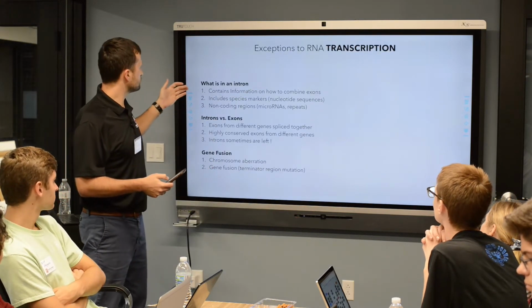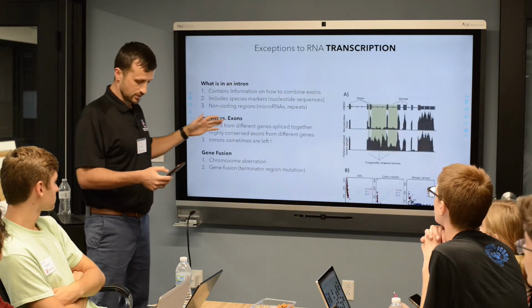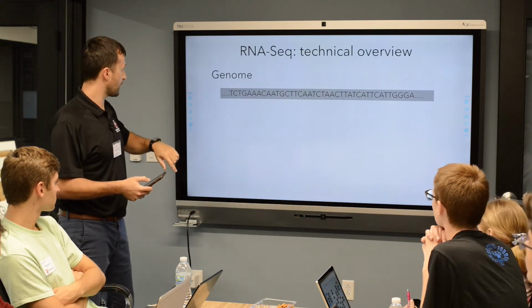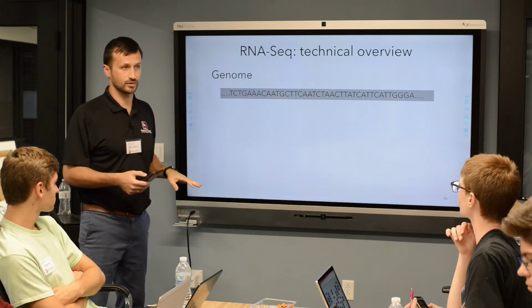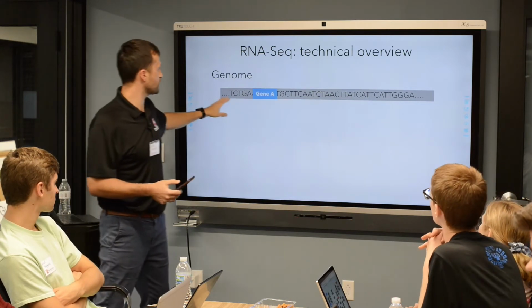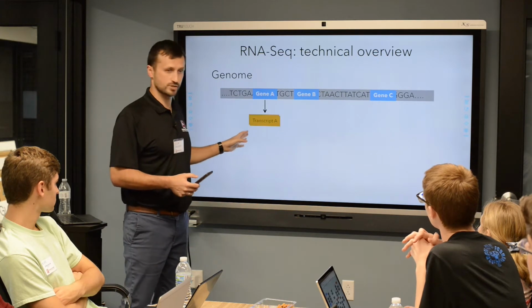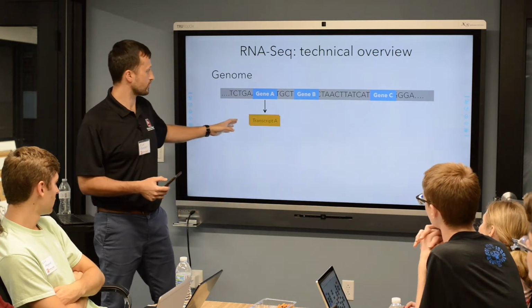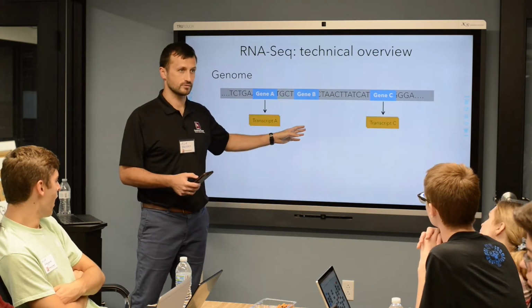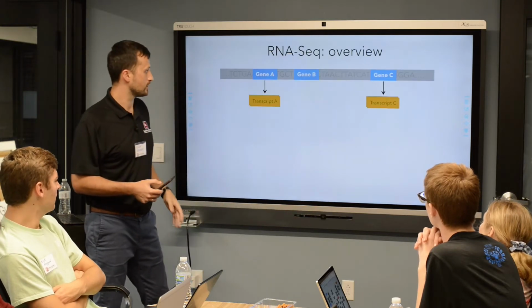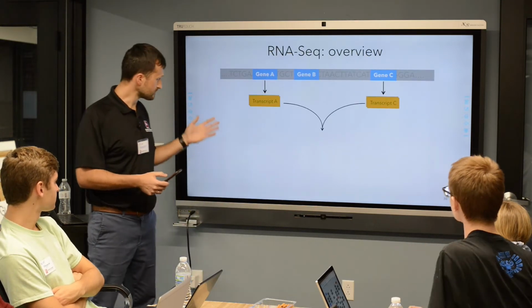We won't talk about this because we don't have time. But let's look at it from a technical review. So here's the sequence. We have gene A, gene B, and gene C. Some of the genes are expressed. They will produce transcripts. Some of the genes are not expressed, and then other ones will be expressed at a different level.